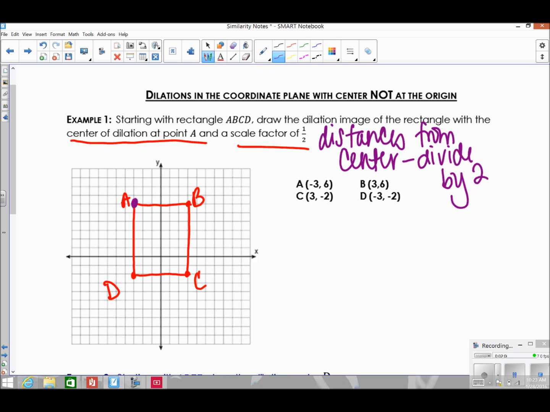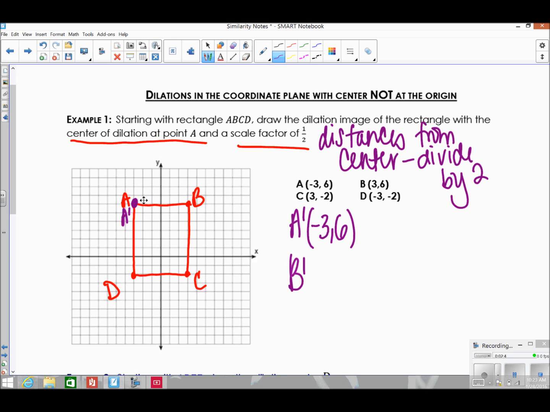So find the distances from the center and then divide by 2. If I'm trying to do a scale factor of 1/2, the rectangle should be getting smaller. To get A prime, since the center is A, I don't move anything from A, so A prime is going to stay right here at the center. So the coordinates of A prime are going to be -3, 6. That's the exception. Whenever your center of dilation is one of the points, it'll just stay there. That was one of the rules from a couple pages back.